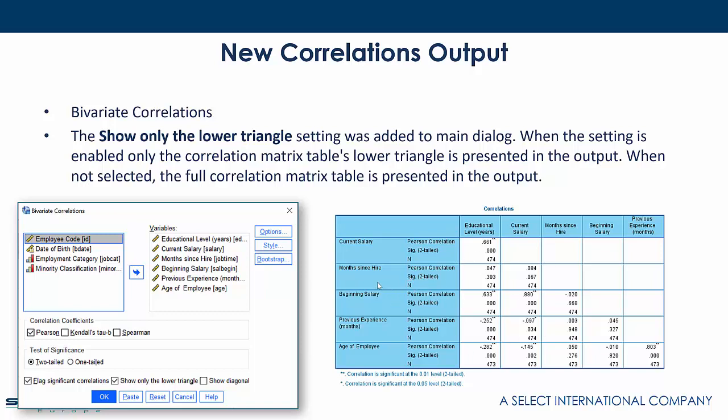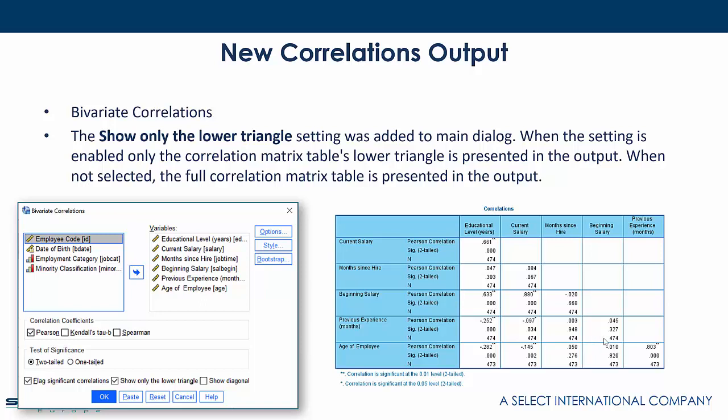We know that the correlation between, for example, beginning salary and beginning salary is 1, so we don't really need to see that, and we don't need to see the correlation between beginning salary here and say education level repeated twice within the matrix.